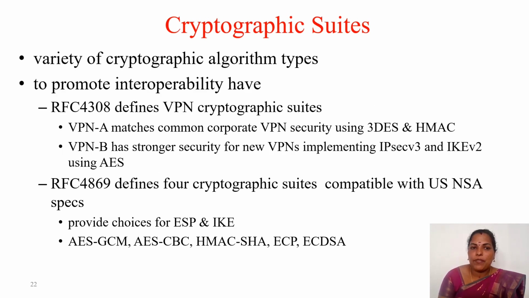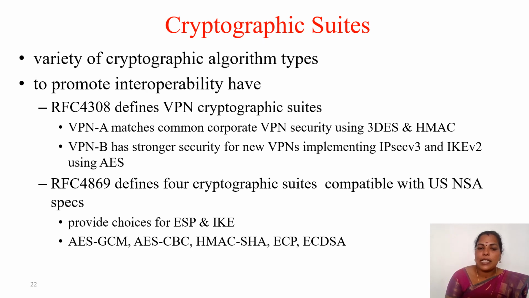These are some of the cryptographic suites. We have different cryptographic algorithm types to promote interoperability, and different RFCs. RFC 4308 defines VPN cryptographic suites. VPN-A matches common corporate VPN security using triple DES and HMAC. Most of the techniques we have discussed are used in IP security. Then VPN-B has stronger security for new VPNs implementing IPSec version 3 and IKE version 2 using AES, Advanced Encryption Standard. Then RFC 4869 defines 4 cryptographic suites compatible with USA NSA specifications.